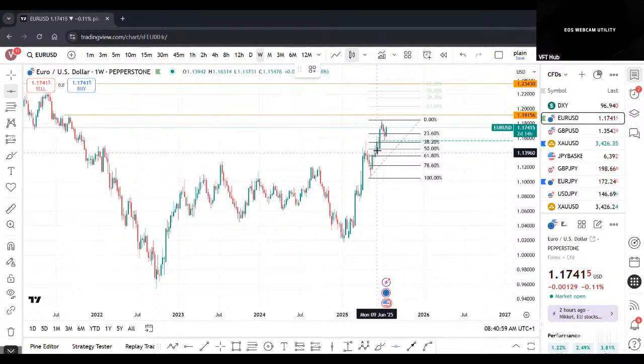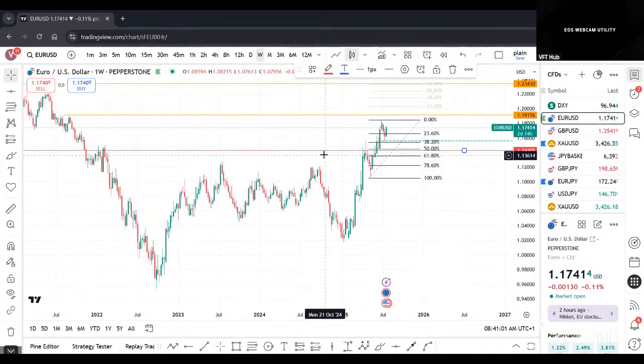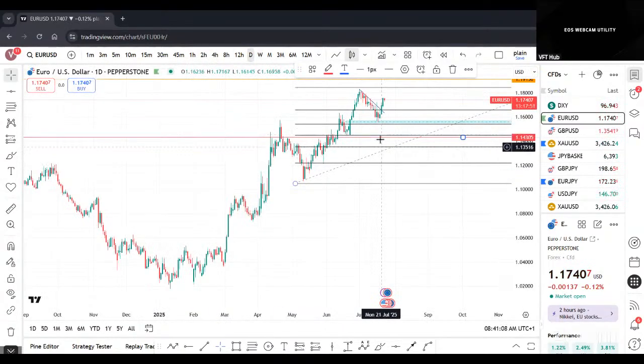We may see price retracing into 1.14305 before buying all the way. And down to the daily time frame, pretty much we've seen some kind of retracement, and now all we're seeing is some push to the upside on the daily time frame.